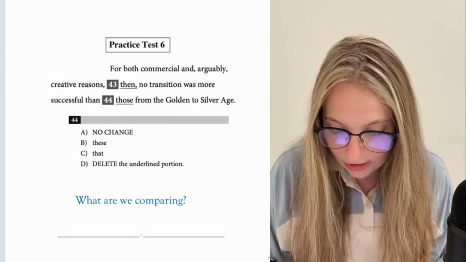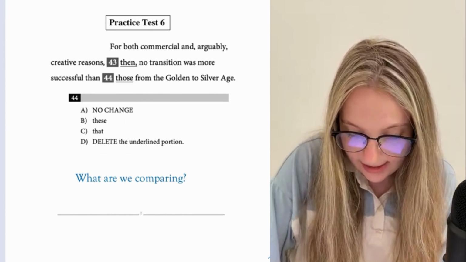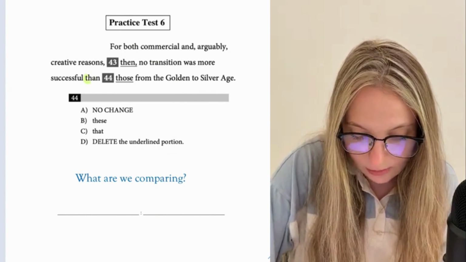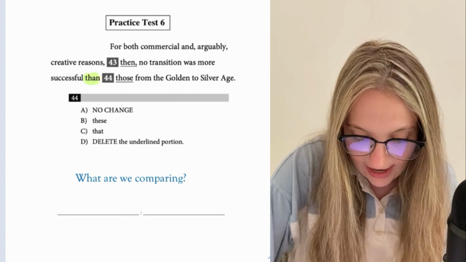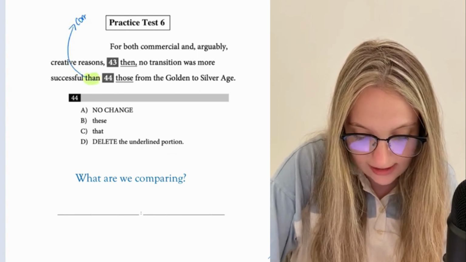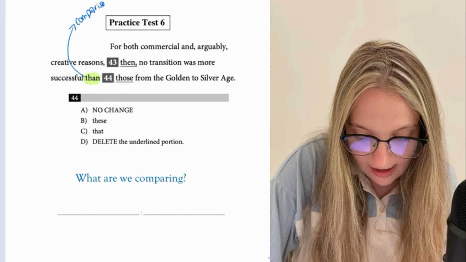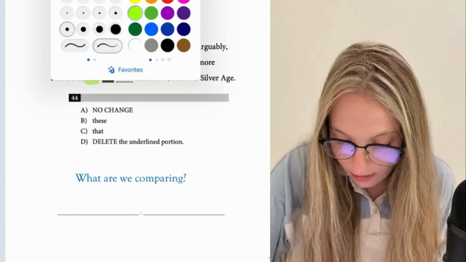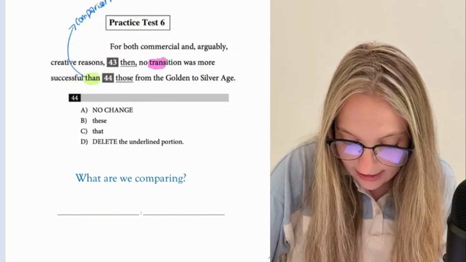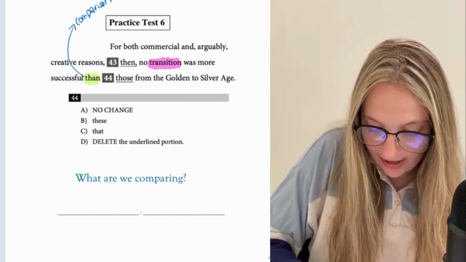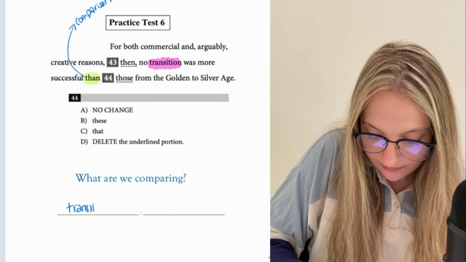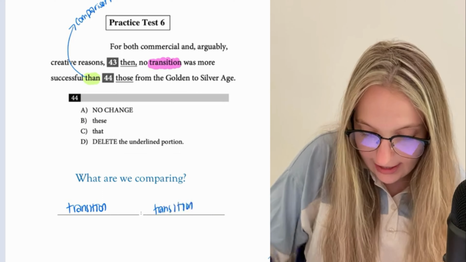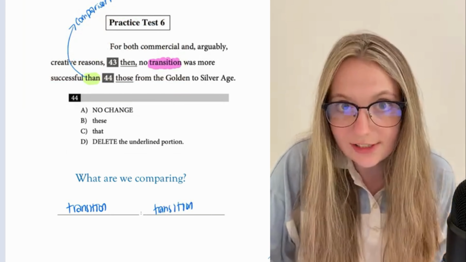Alrighty, another question from practice test 6. So again, we know that this is going to be a comparison question because we see that word THAN again, which we said is always indicative of the fact that we are drawing a comparison. So we've got to look in the sentence right before that word. We are talking about a transition. So we're comparing a transition to a transition. All right, and a transition is singular, it's not plural.